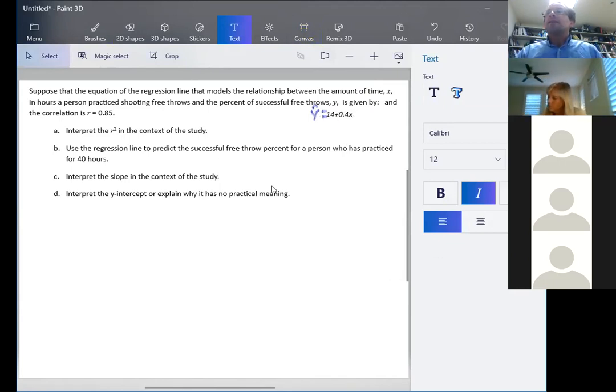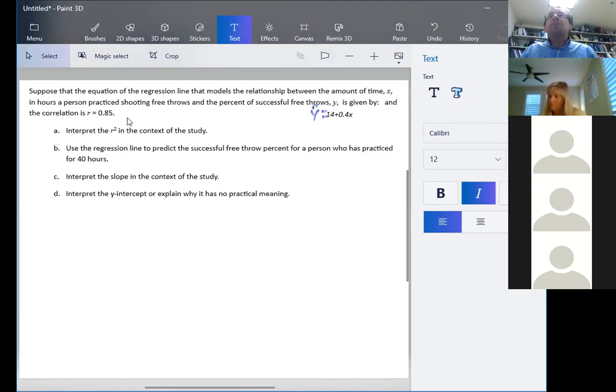So that is the equation of what's called the regression line. When I showed you the lake clarity, you had a bunch of dots, and the idea is you want to draw the line that best fits those dots. So let's suppose that line is 14 plus 0.4x, where x is the hours of practice and y is the percent of free throws made. Any questions on that? Okay, and r is 0.85.